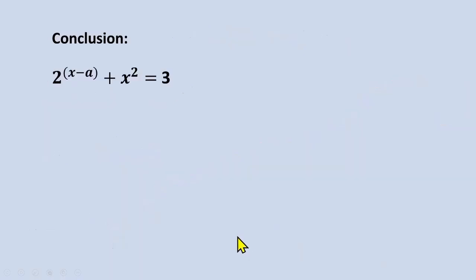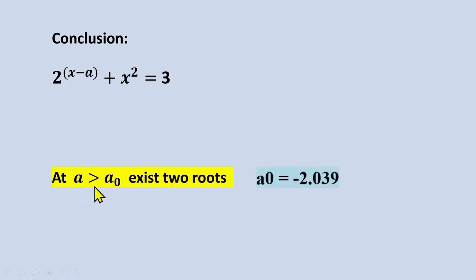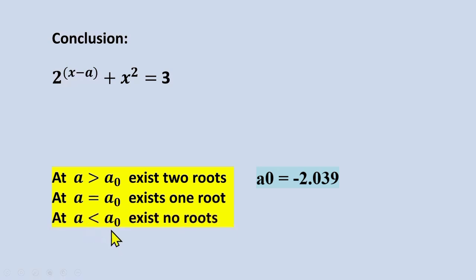So we can make a conclusion. The equation which we considered has at a greater than a0 two roots, at a equal to a0 one root, and at a less than a0 no roots.